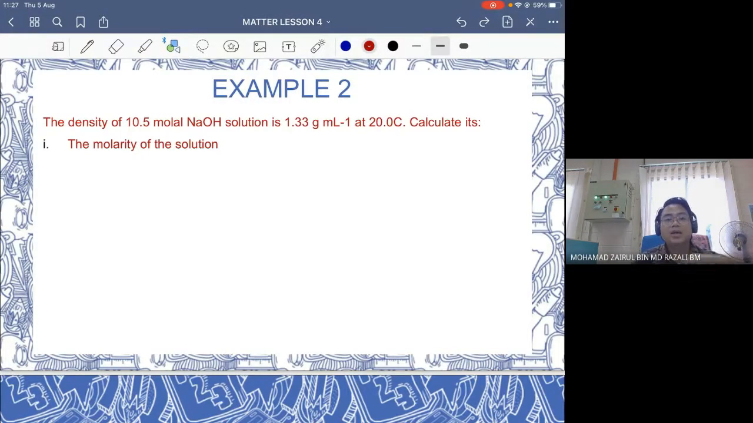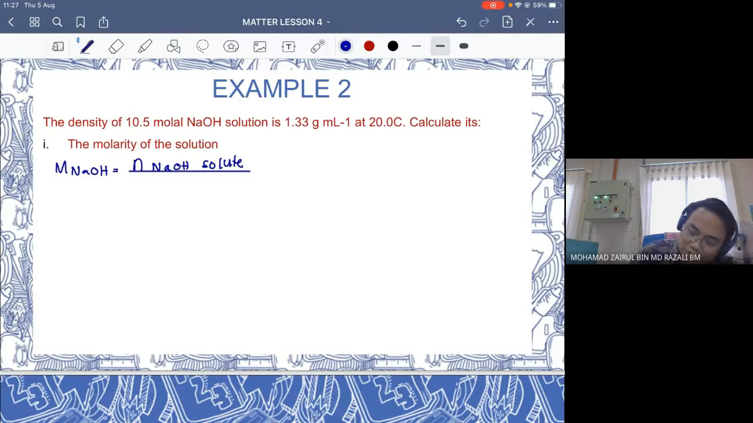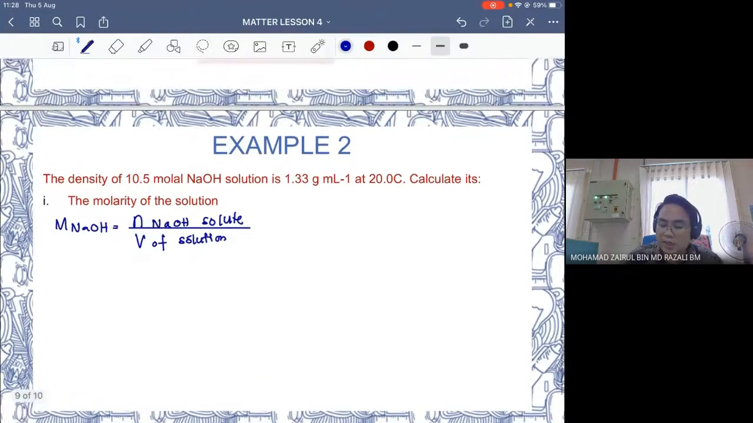Okay, the molarity of the solution. Okay, molarity of NaOH is equals to mole of NaOH solute divided by the volume of solution. Okay, the mole of NaOH solute kita dah ada, which is 10.5. This one is 10.5 mole.